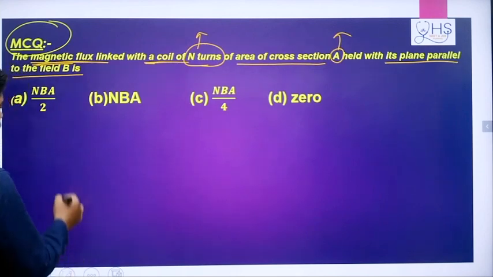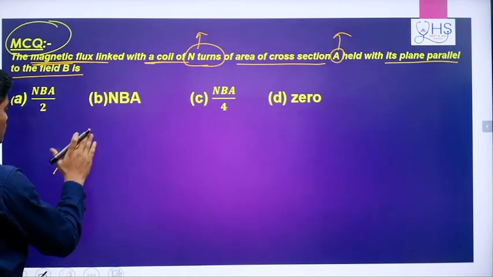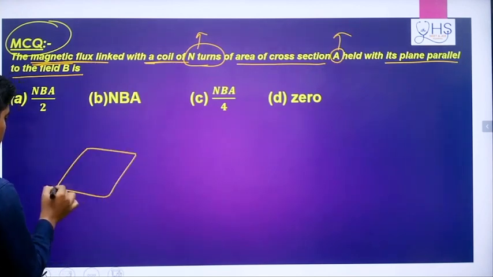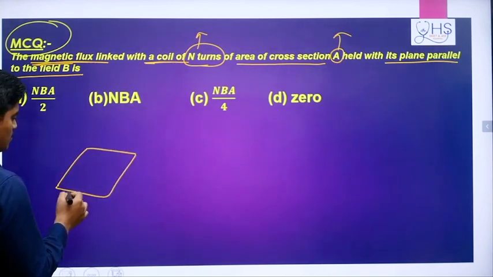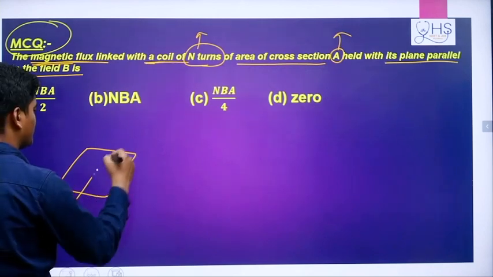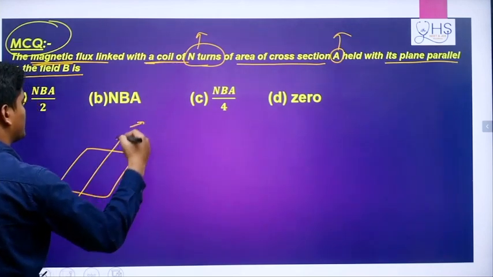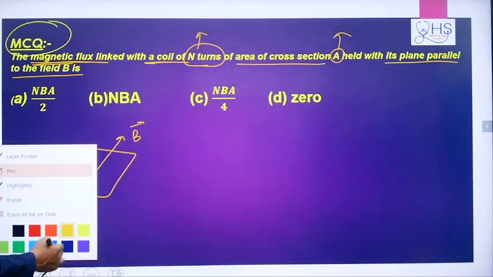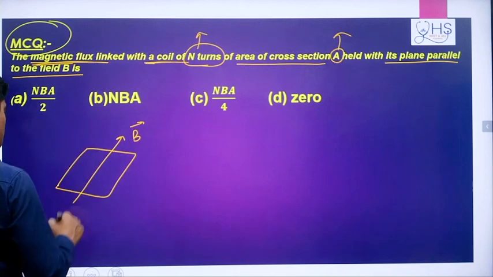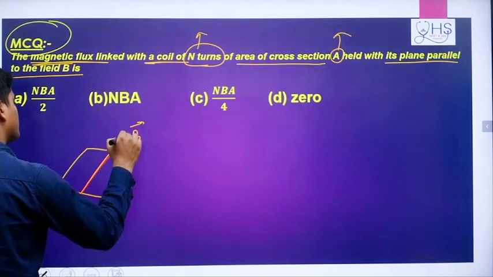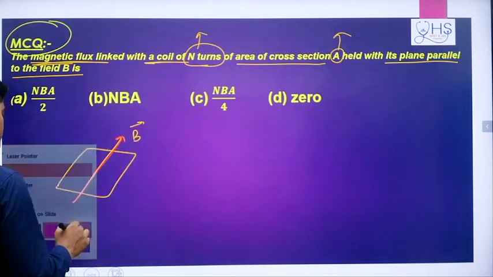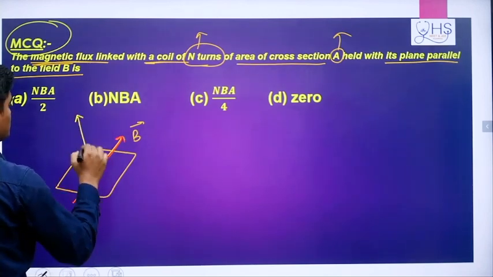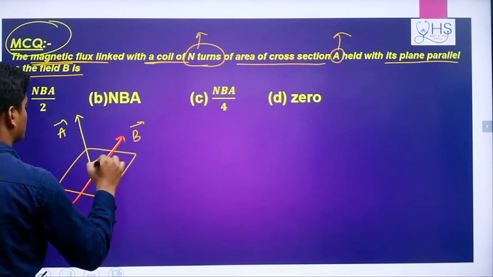So what is happening here? A magnetic field passes through a surface. The surface is like this, and the magnetic field is held parallel, so the magnetic field lies on the surface. Then how will the area vector be? This is your magnetic field, and your area vector is like this. The area vector will be perpendicular to the surface.